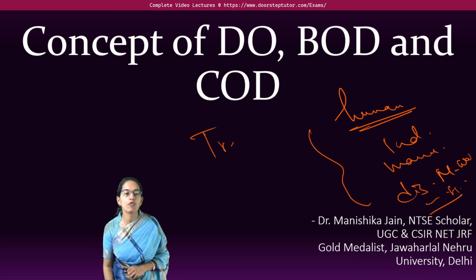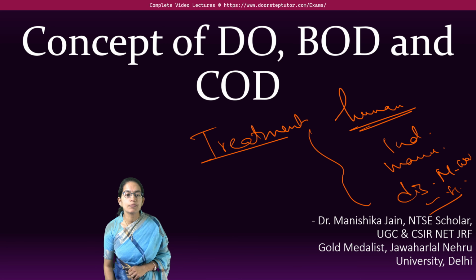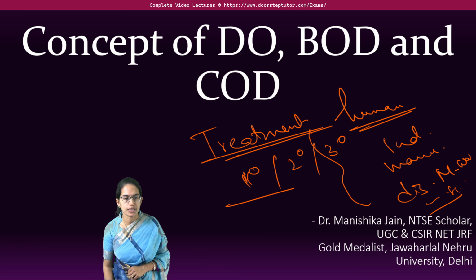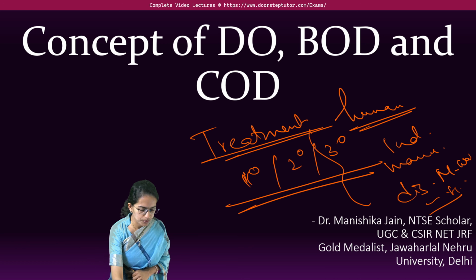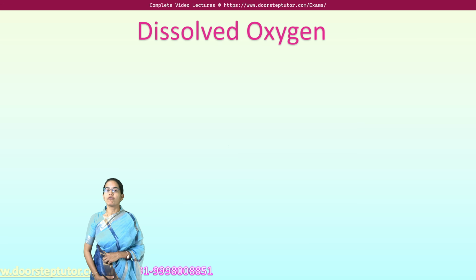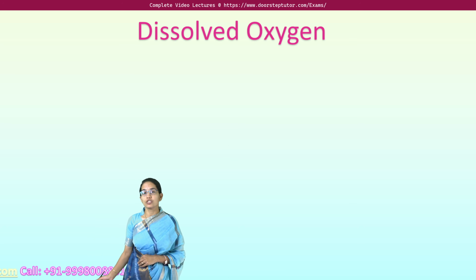So the variety of pollutants in the water can range in numerous ways, and therefore when we talk about treatment of water, we follow a three process treatment, which is primary, secondary, and tertiary treatment, right? So we'll come to that as we proceed further in this lecture. First of all, let's understand what is dissolved oxygen.